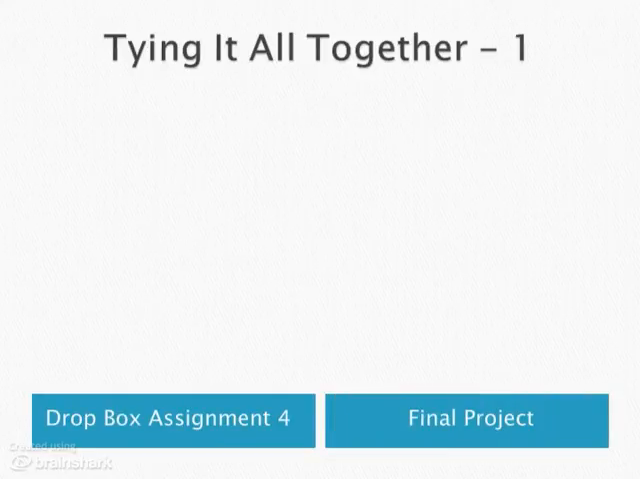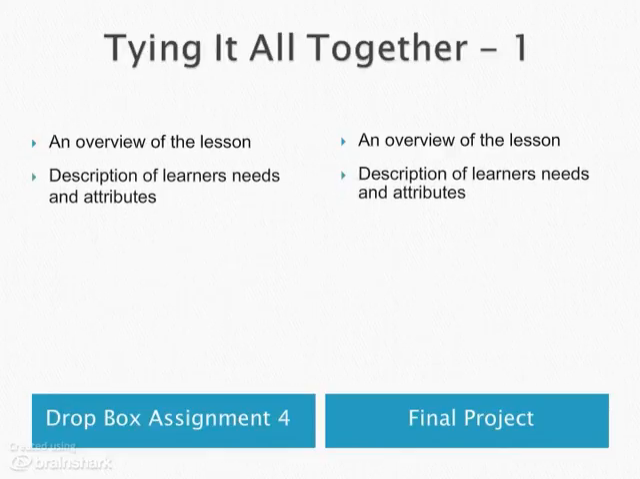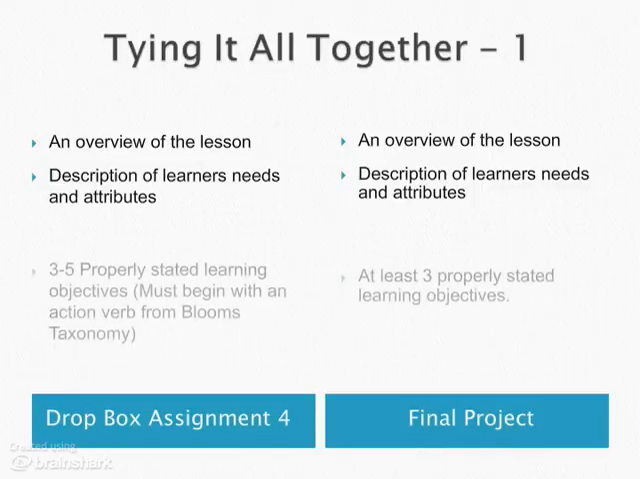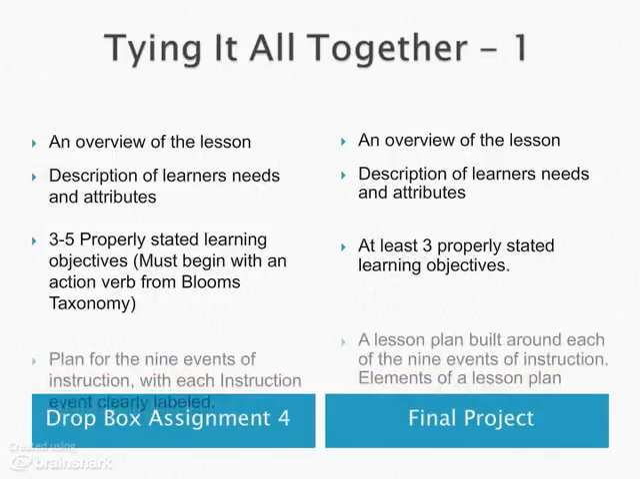Tying it all together. Next, I want to tie it all together. This slide compares the requirements of the Dropbox assignment from Module 4 with the final project. They both require an overview of the lesson. They both require a description of the learner's needs and attributes. They both require at least 3 properly stated learning objectives. Must begin with an action verb from Bloom's taxonomy.